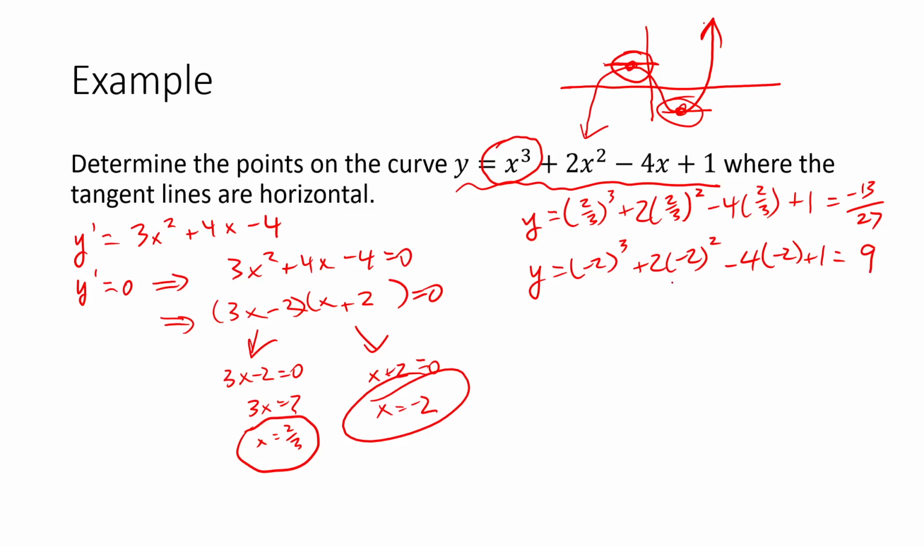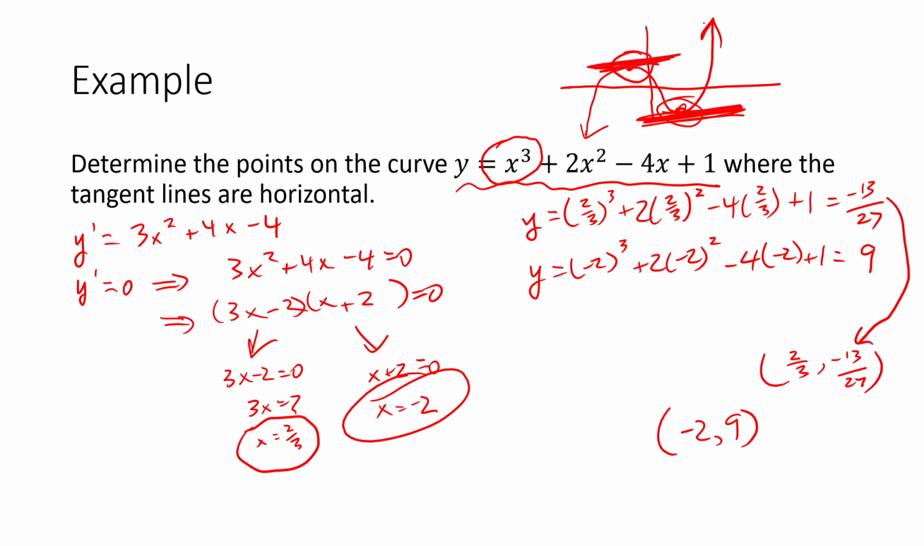And so what I get is from this first one, I get that the point 2/3 comma negative 13 over 27 has a horizontal tangent. Well, that's this point down here, that local minimum. And the point negative 2 comma 9 has a horizontal tangent. And that's this point up here, the local maximum.